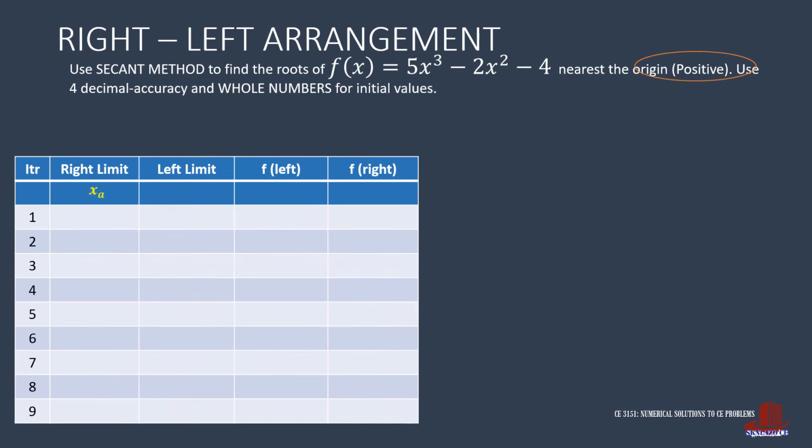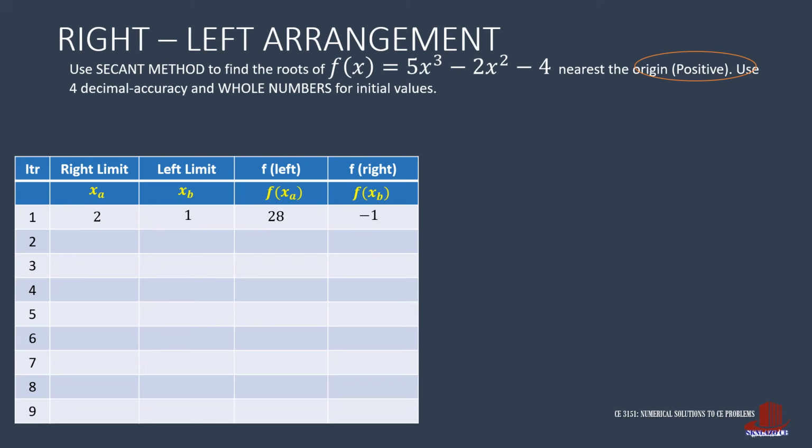Now let's also show what happens when the columns for the limits are interchanged. From the table, the second column is the right limit, followed by the left limit. So from the initial values, we write the right limit of 2, followed by the left limit of 1. Their functions are solved earlier as 28 and -1.